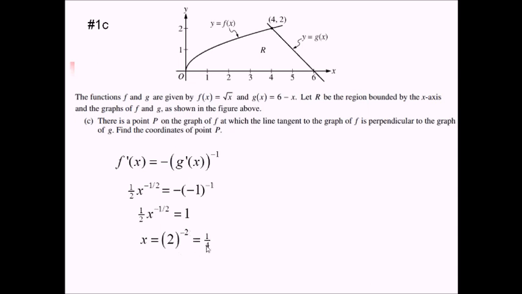So this is the x value where the tangent line for the f graph is perpendicular to the graph of g. So to get the other piece of this, I have to actually find the y value of this point. Now they said that this point was on the graph of f. That means to get the y value, I need to plug this x value of 1/4 back into my f function, which gives me a value of 1/2, the square root of 1/4. So then my point P is (1/4, 1/2).